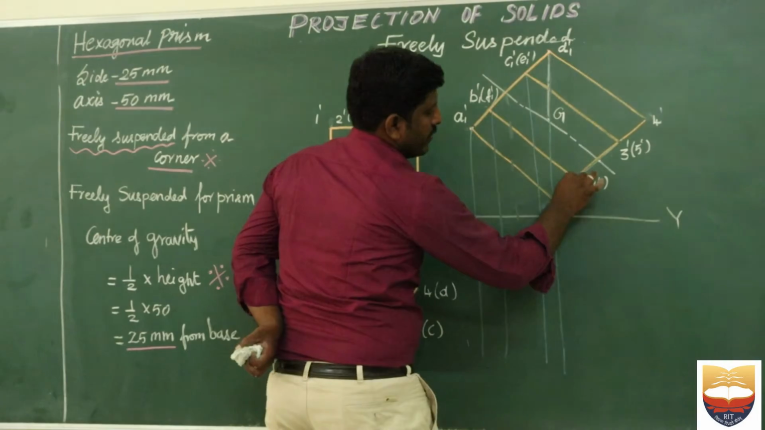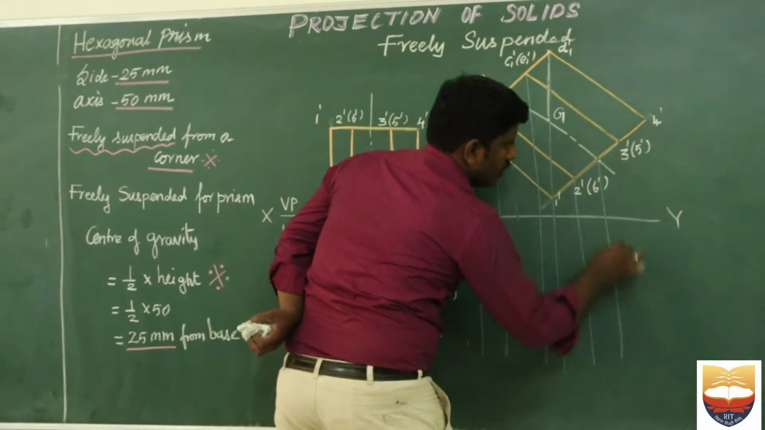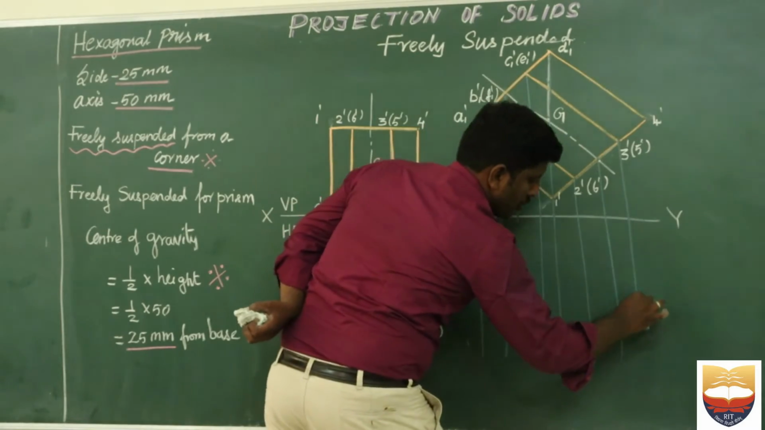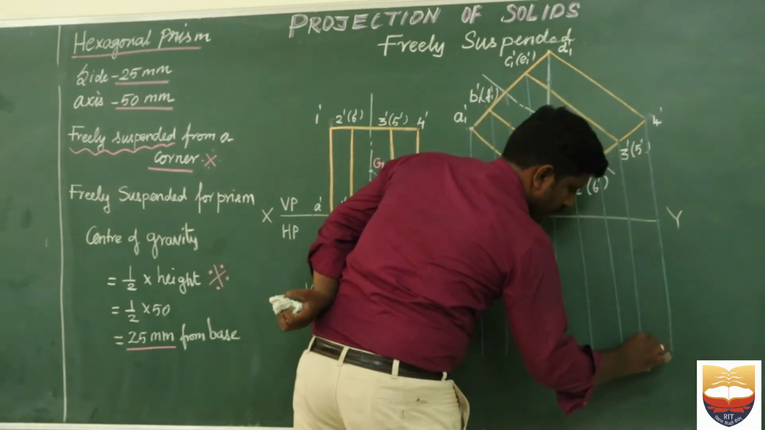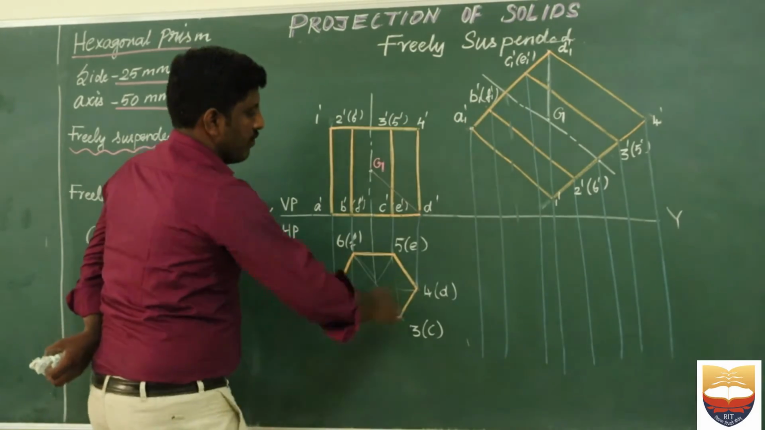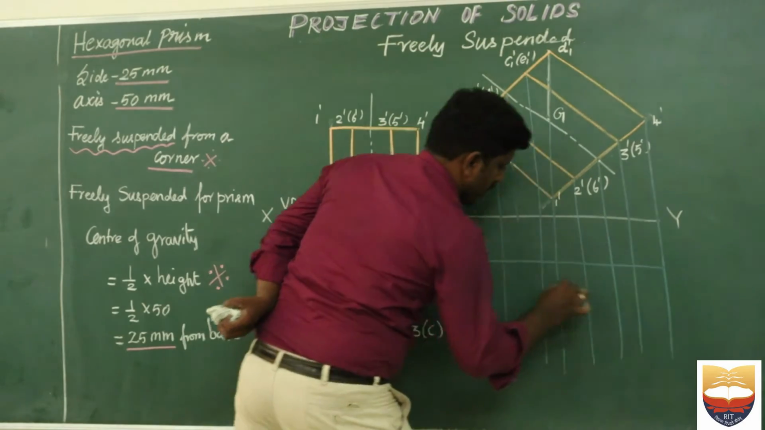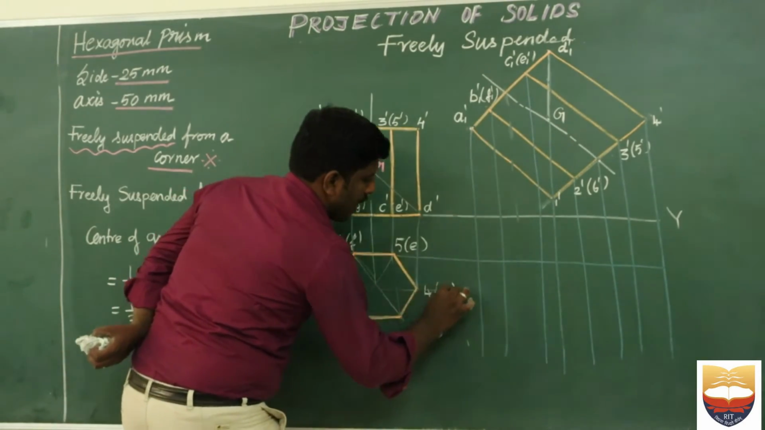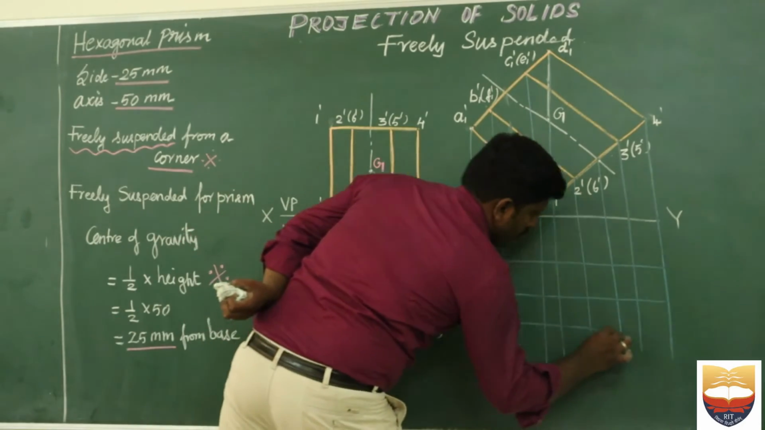Okay. So now I have to take this point and I have to take this point. All these lines should be perpendicular to my reference line. That is very, very important. Okay. And now from the left hand side I have to project this line, which should be parallel to my reference line. That is very, very important.